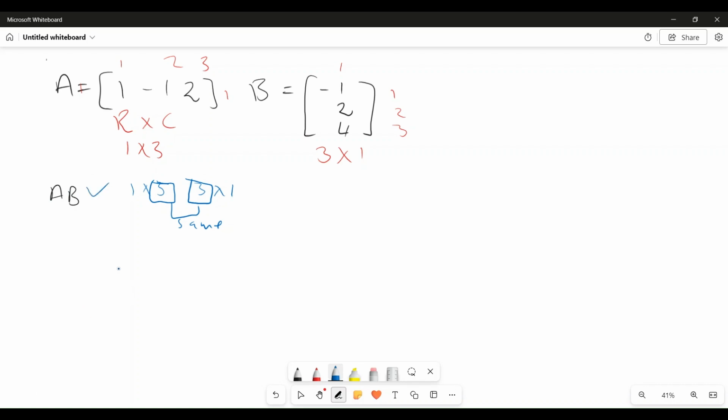Okay, so what about these numbers that remain there, 1 and 1? They basically give us the order of matrix AB. So that order is going to be 1 by 1. So before we even compute the matrix, we already know that the order of matrix AB is going to be 1 by 1.